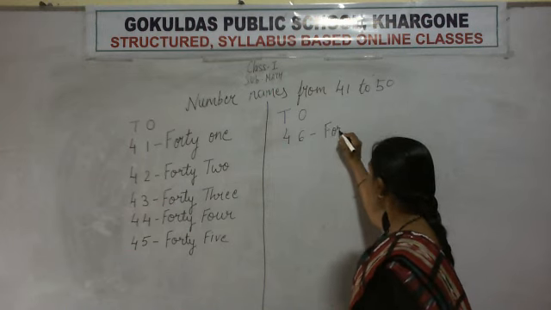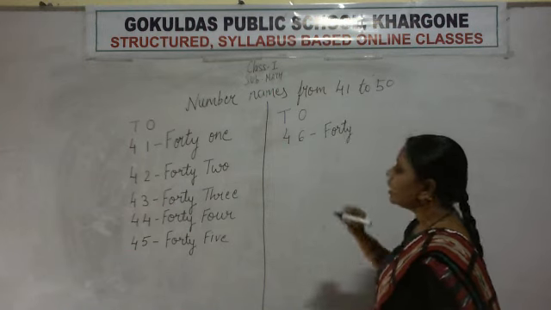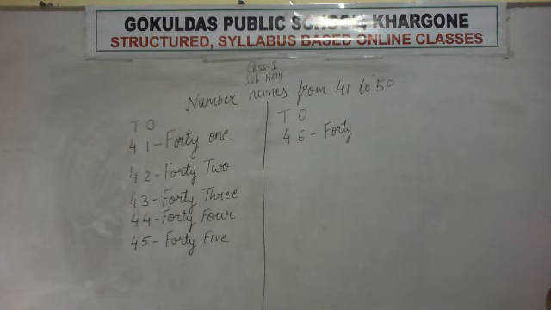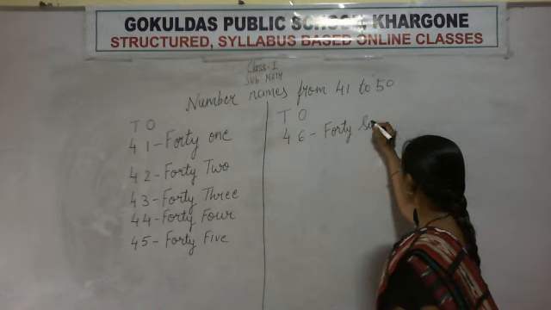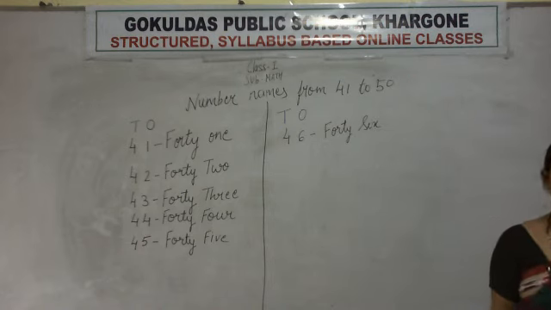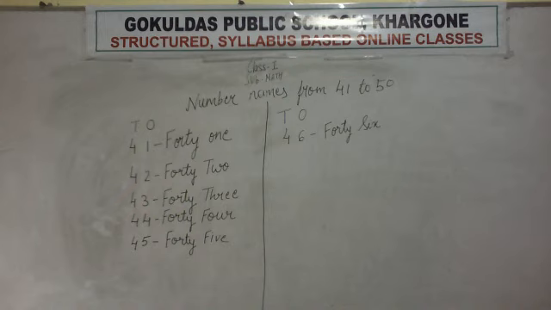So F-O-R-T-Y 40. And what is the spelling of 6? S-I-X 6. 46. Written? Now which number will come?